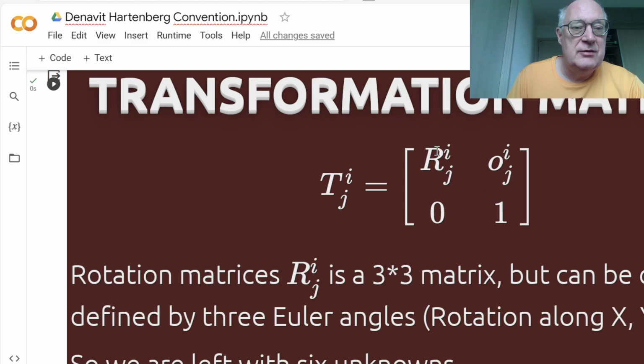Now, the rotation matrix here is the 3x3 matrix, so that will correspond to 9 variables, 9 unknowns, but that is also a redundant representation. The rotation matrix actually is constructed by 3 rotations along the coordinate axes x, y, and z. Those are usually called the Euler angles, and then there are some problems with that.